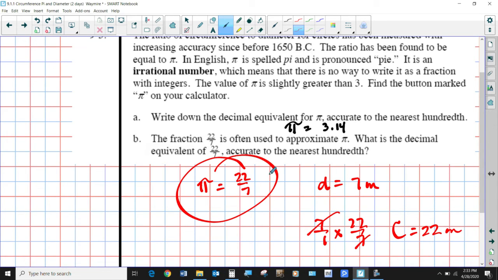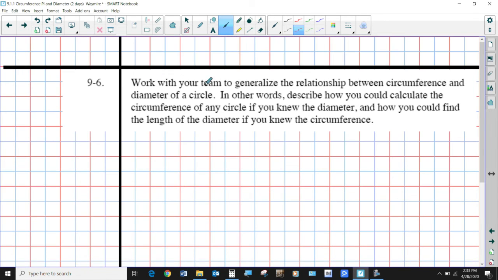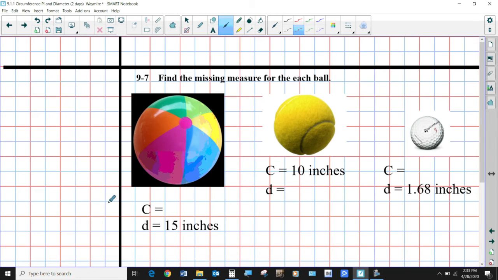All right, so shall we start solving some problems here? Work with your team to generalize blah, blah, blah. No, let's not worry about that. Okay, so these problems are not in the online book. I just made these up myself. I like these problems better.